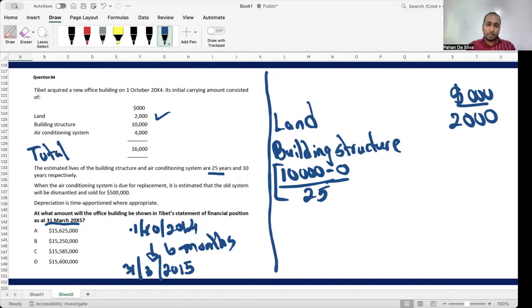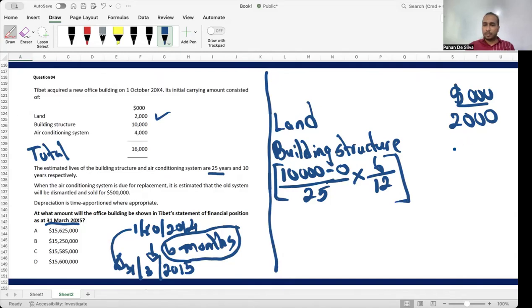But during the period from 1st October 2014 to 31st March 2015, we have used this building structure only for 6 months. Therefore, we have to time proportion this depreciation. How? We divide the annual depreciation by 12, which gives a monthly depreciation, and multiply by 6, which gives the depreciation charge for 6 months. So 10,000 divided by 25 multiplied by 6 divided by 12 is 200. The depreciation is 200.